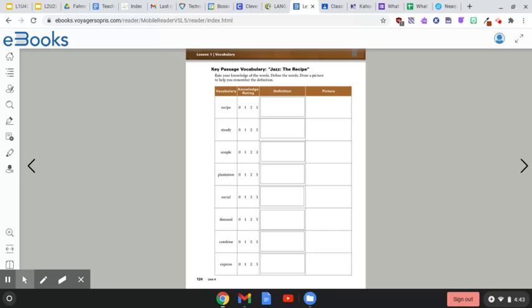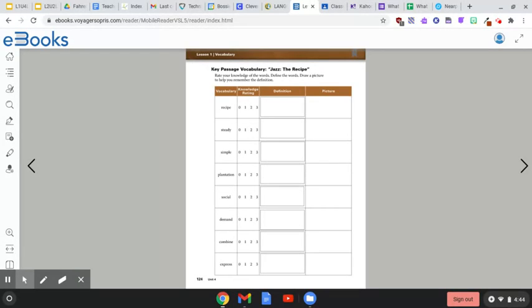Recipe. Steady. Simple. Plantation. Social. Demand. Combine. Express.